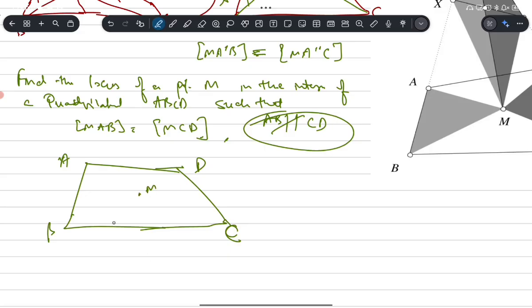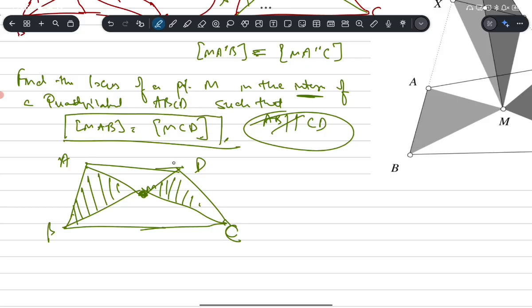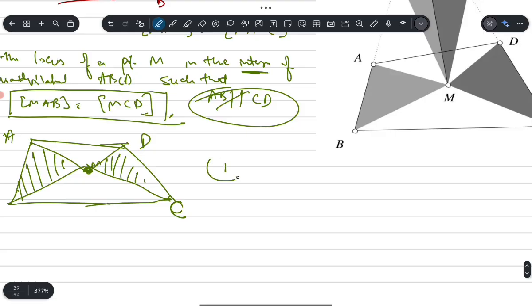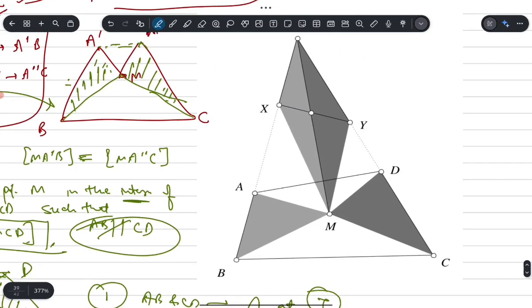We've got M in the interior. So MAB and MCD. This is a single point. So these are the two areas that we are supposed to talk about. This is the geometrical condition. So what we'll do is we'll extend AB and CD. Since they're not parallel, they will intersect at, let's say, T. This is what is being done here in this diagram.